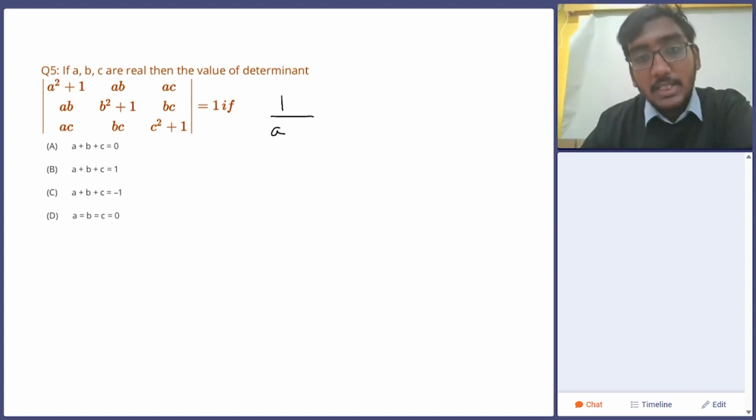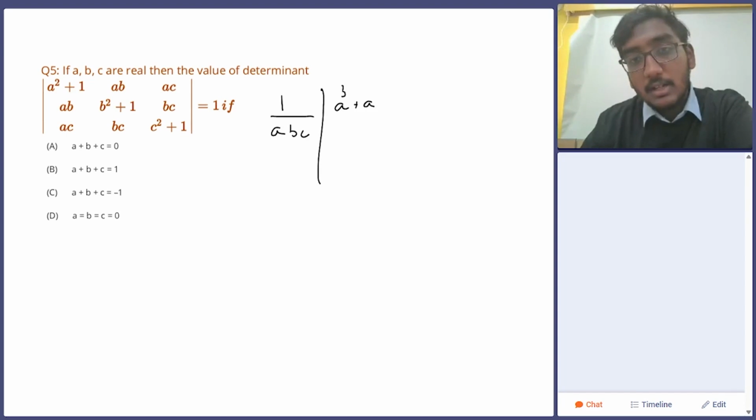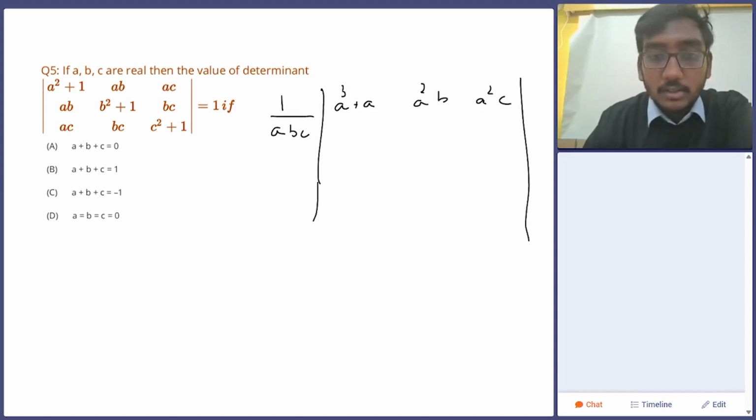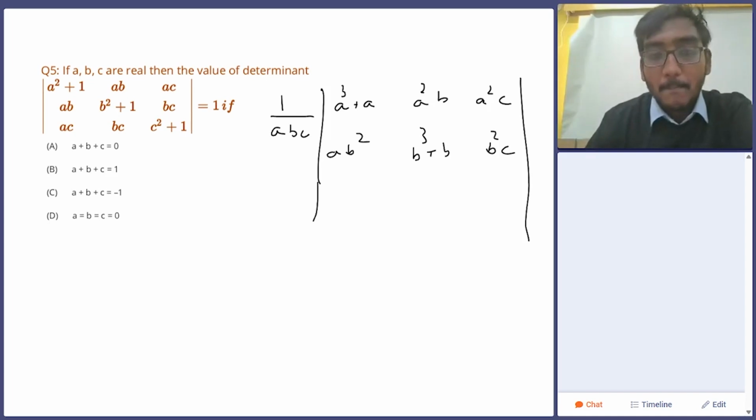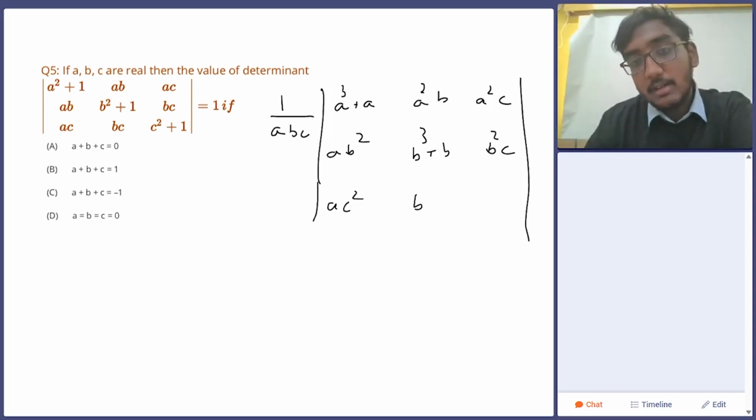Okay. So if I do that, what will I be getting? It will be 1 by ABC times the determinant: A cube plus A, A square B, A square C, and then it will be AB square, B cube plus B, B square C. Then it will be AC square, BC square, C cube plus C, right?